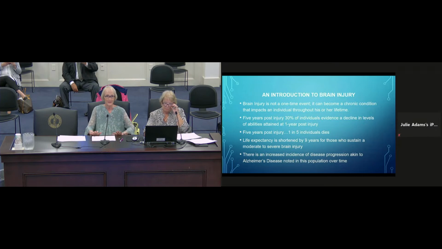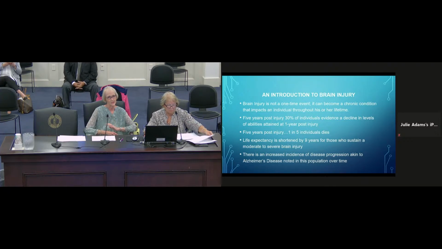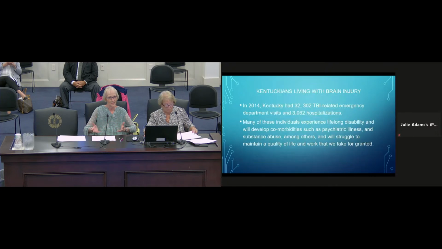I'd like to talk a little bit specifically about brain injury because it seems that everybody wants to lump it together with all the other categories. Brain injury is not a one-time event. It can be a chronic condition that impacts an individual throughout his or her lifetime. 5 years post-injury, 30% of individuals will evidence a decline in the levels of ability that they once attained 1 year post-injury. Additionally, 5 years post-injury, 1 in 5 individuals die. Life expectancy, we now know, is shortened by 9 years for those who sustain a moderate to severe brain injury. And we also know that there is an increased incidence of disease progression akin to Alzheimer's disease noted in this population over time, hence the chronic condition that we see.